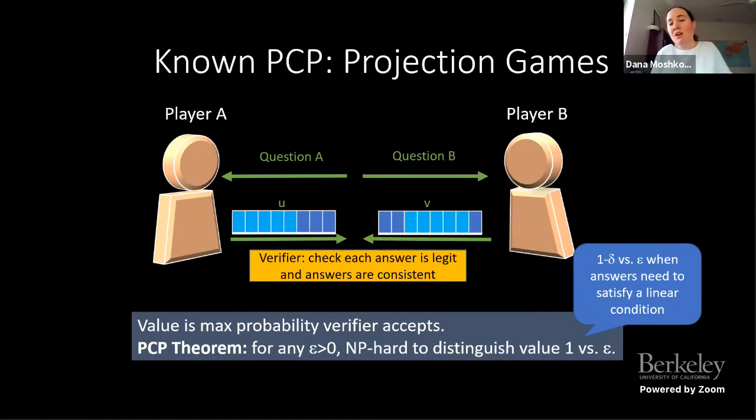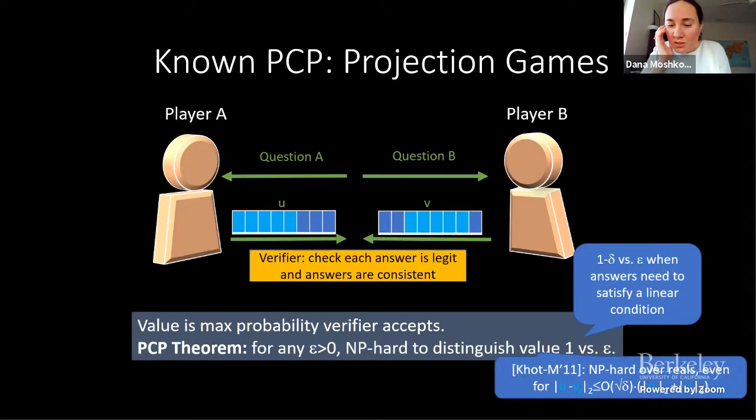Okay, so even though there is a strategy for the players where they win with probability 1 minus delta, the efficient algorithm won't be able to find a strategy that even wins epsilon fraction of the time. Okay, let me tell you about another result.